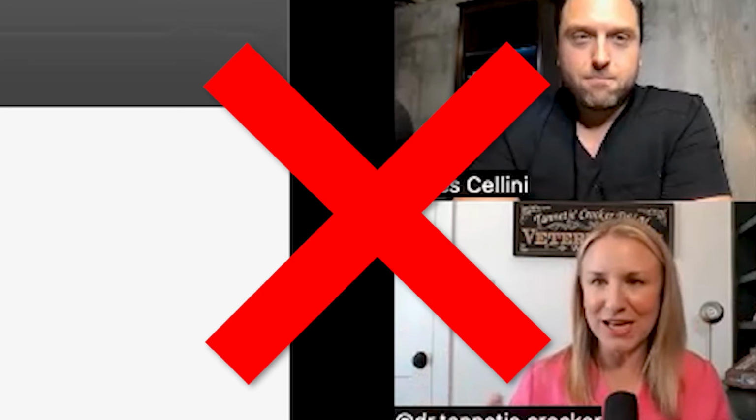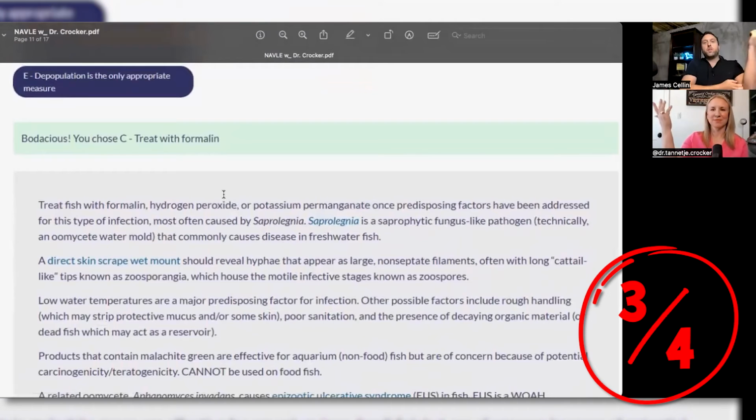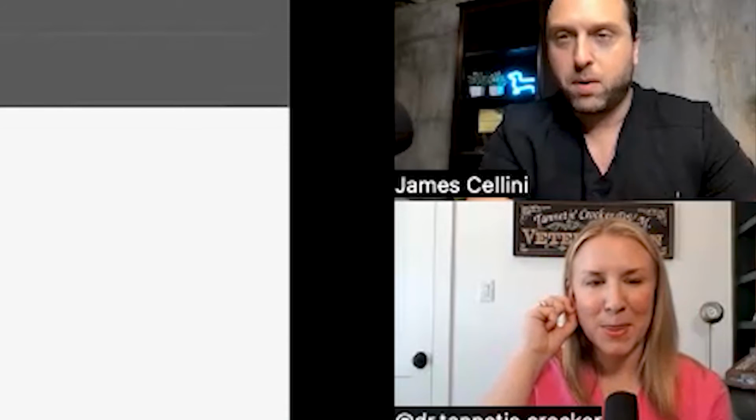Depopulation is the only appropriate measure. It is treat with formalin. See, in what world would you be like, yeah, I'm going to dump formalin in there. You treat the fish with formalin, hydrogen peroxide or potassium permanganate, because this infection is caused by Saprolegnia. It is a saprophytic fungus, and technically it's an oomycete. Water mold. Okay. The more I talk, the more stupid I'm going to sound with these things.